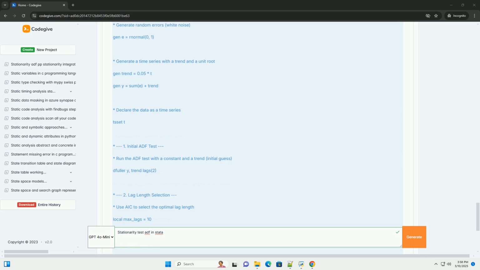In summary, the ADF test is a powerful tool for assessing the stationarity of time series data. By understanding the concepts, hypotheses, and implementation in Stata, you can effectively use this test to build robust time series models. Remember to carefully consider the choice of lag length and the appropriate form of the test, with or without a constant/trend. Good luck.